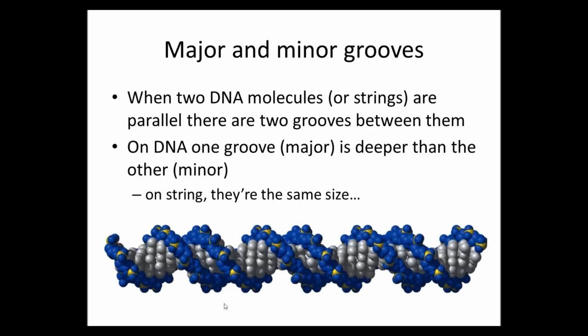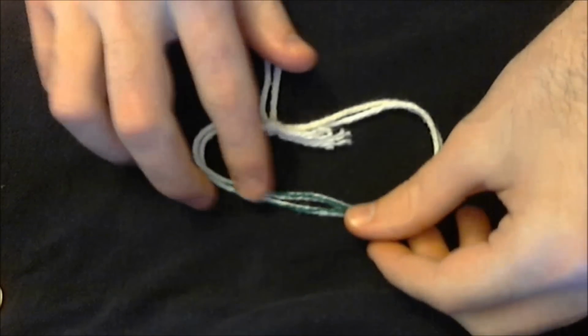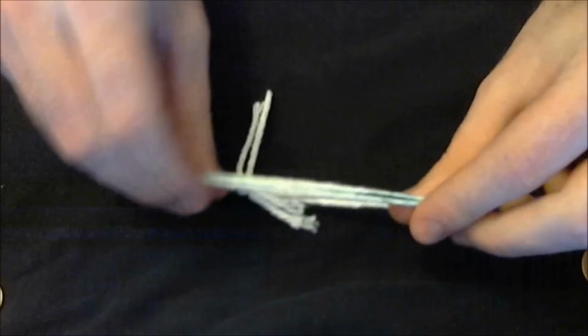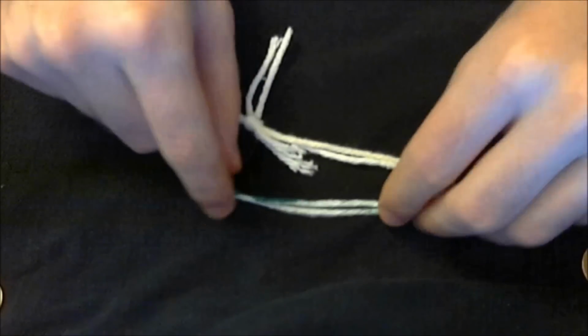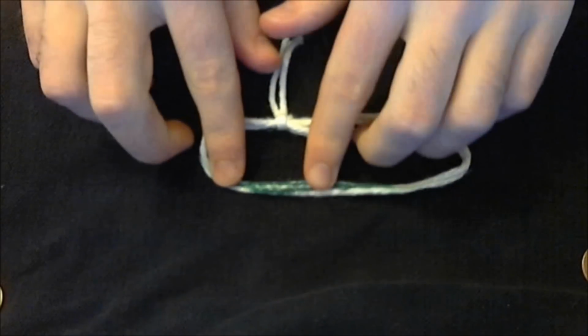So one side of the helix is more tightly pressed together than the other side. If you make a helix out of string, it will also have two grooves, but they will be the same size. So here I have two strands of string. Each strand of string represents a strand of DNA, and I've marked one side of each string green, and the other side I have left blank.